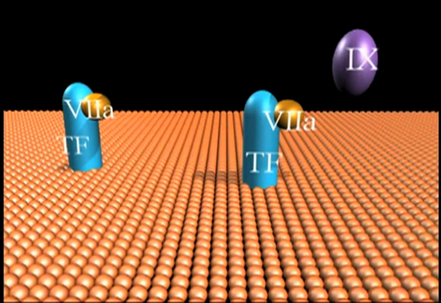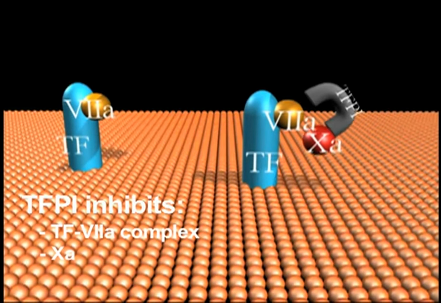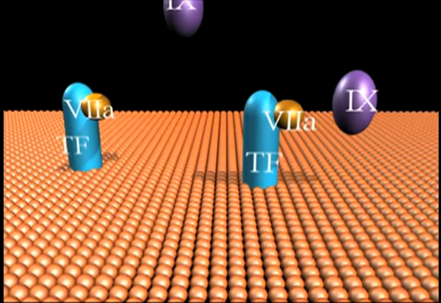A unique feature of the tissue factor, factor 7A complex is its susceptibility to inhibition by tissue factor pathway inhibitor, TFPI, a triple Kunitz domain inhibitor which can bind both the tissue factor, factor 7A complex, TF7A, and product factor 10A. However, the preferred target for TFPI is the product complex of TF factor 7A, factor 10A, TF7A10A. The preferred substrate for TF factor 7A is factor 10. Factor 9 is also a substrate, but with a significantly inferior rate of activation.